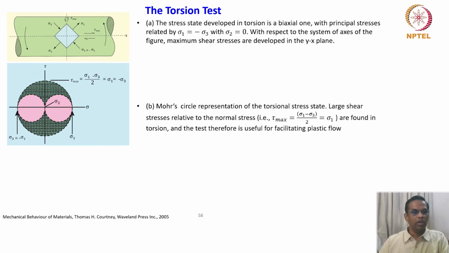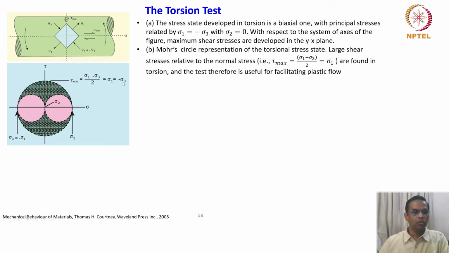We can now plot them in a Mohr circle to understand more clearly. The Mohr circle representation of the torsional stress state. Large shear stress relative to the normal stress, that is, tau max is equal to sigma 1 minus sigma 3 by 2, which is equal to sigma 1. So large shear stresses relative to normal stress are found in torsion, and the test therefore is useful for facilitating plastic flow.